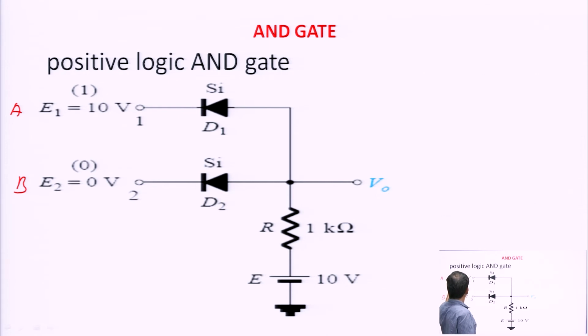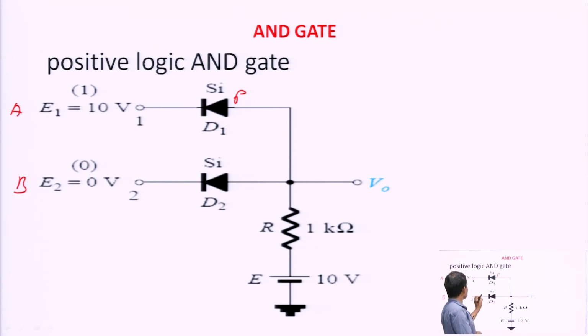When the value of A is 10 volt, then what will happen? The diode D1 will be in reverse bias. Why is it in reverse bias? Because at the P type there is 10 volt, and at the N type there is also 10 volt. This means this becomes reverse bias. On the other hand, when B is 0, then D2 will become forward bias.